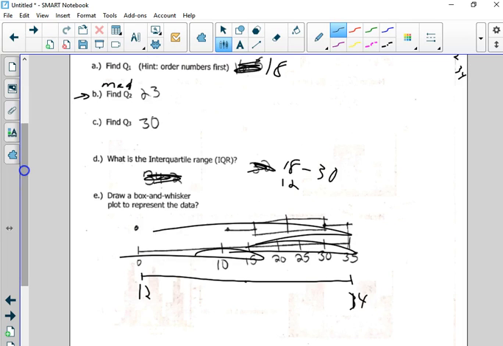So where would 18 be? About right here. We're just estimating. Okay? It's a pretty good estimate. Q2, 23. Well, we just said that would actually be the middle, so that's right there. That's 23. And where would 30 be? Estimate about there. There's my box and whisker plot. Should look something like that.